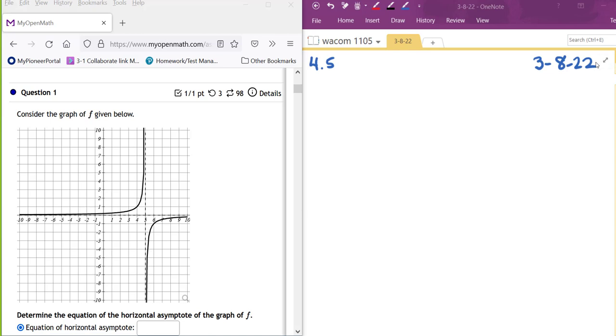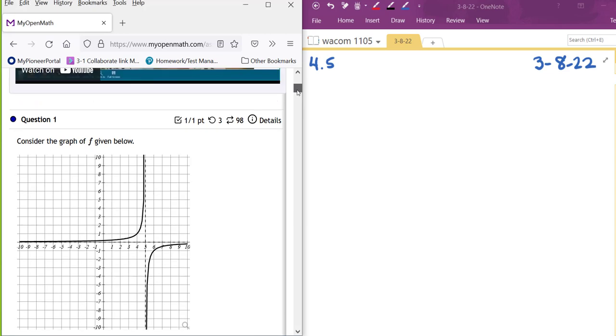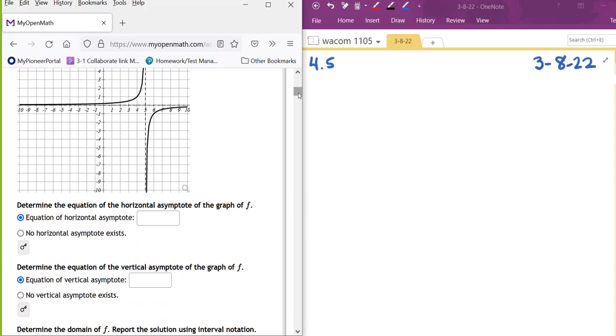What we're looking at in this section is rational functions, and so they're fractions. And we're given a graph, and it asks us some things about it. The first question here is, what is the equation of the horizontal asymptote?